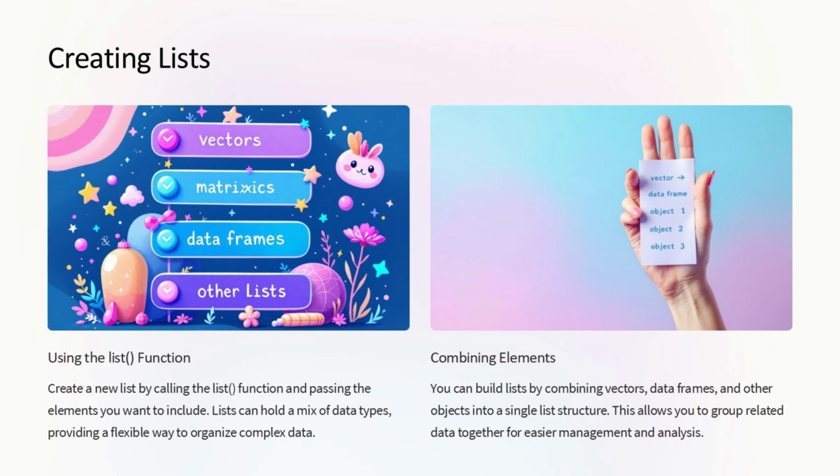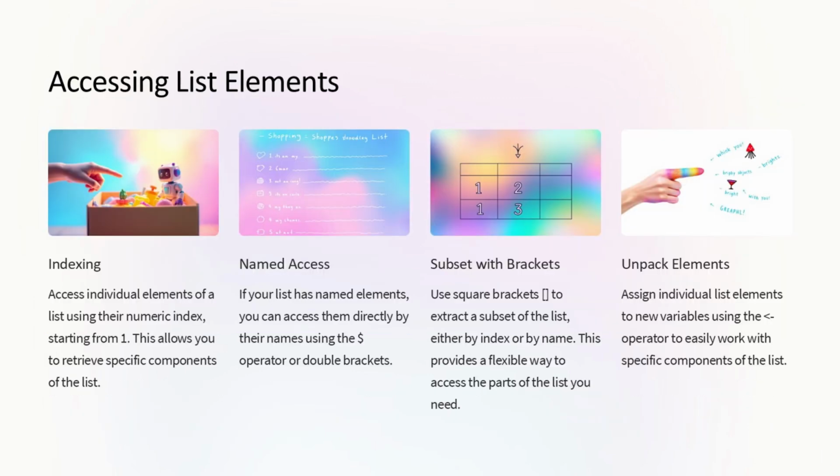List elements can be accessed in several ways. Indexing: use numeric indices to retrieve specific elements, starting from 1. Named access: if the list has named elements, use the $ operator or double brackets to access them directly by name. Subset with brackets: use square brackets to extract a subset of a list, either by index or by name. Unpack elements: assign individual list elements to new variables to easily work with specific components.